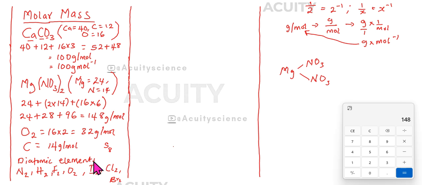Right. Now, this molar mass can be used for many things. Say, for example, for calcium carbonate, how many moles will weigh exactly 20 grams? All you need to do is calculate the molar mass of calcium carbonate, write it out that 100 grams weighs 1 mole. All right. Now, we want to know how many moles weigh exactly 20 grams.